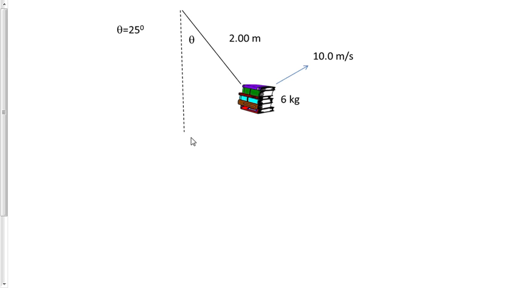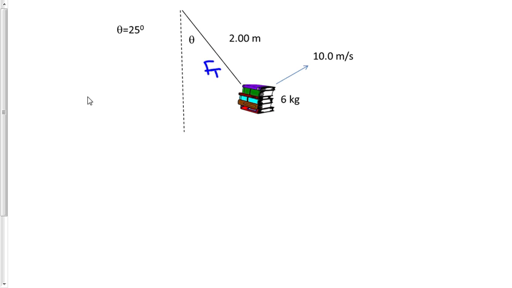Some books are on a cable and they are swinging in a pendulum-like motion here. And we catch it at a moment where we're at a 25-degree angle to the vertical, traveling at 10 meters per second. And we want to find out what is the force tension in the cable. That's our first question. And we want to know what is the tangential acceleration at this moment.